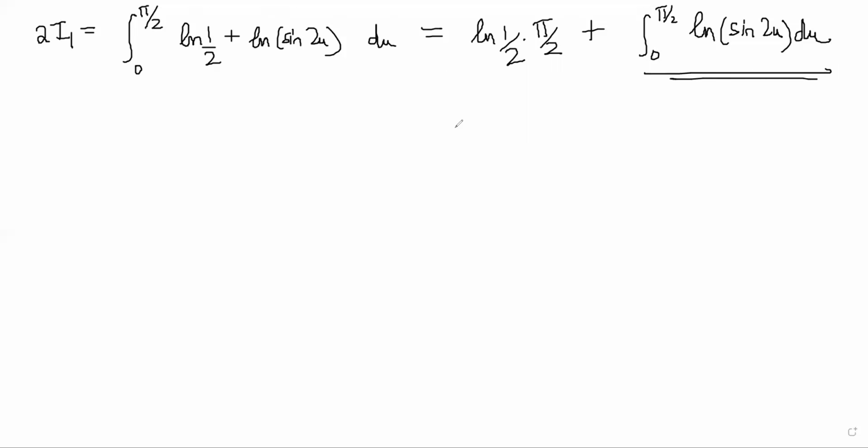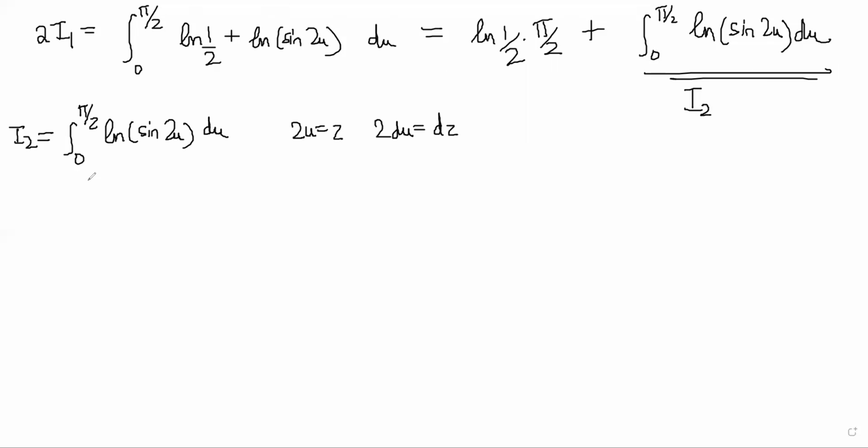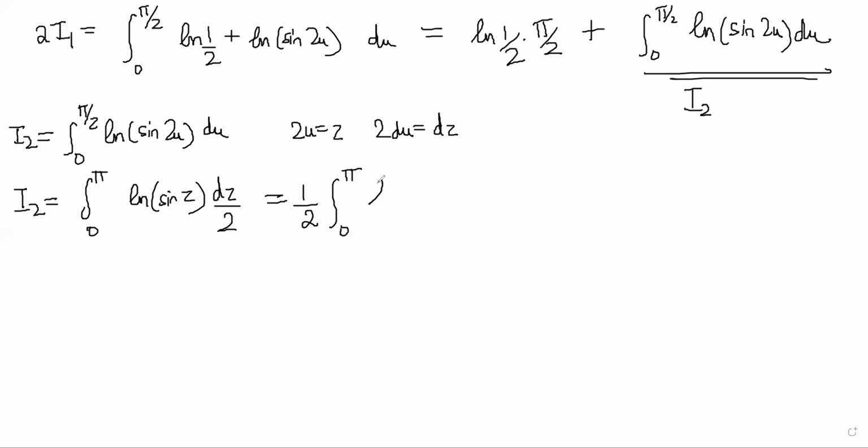So now let's do this integral. Let's call that I2, right? So I2 is equal to integral 0 to pi by 2 ln sine 2u du. Put the substitution 2u is equal to z. So 2 du is equal to dz. So what we get is integral ln sine z dz by 2, and if u is 0, z is 0, if u is pi by 2, z is pi, right? So I2 is the same as half of integral 0 to pi ln sine z dz, right?